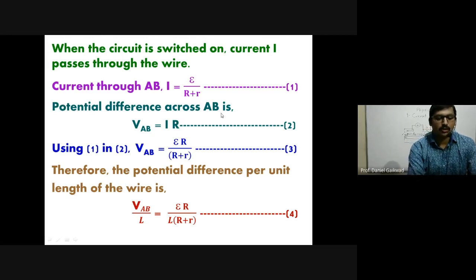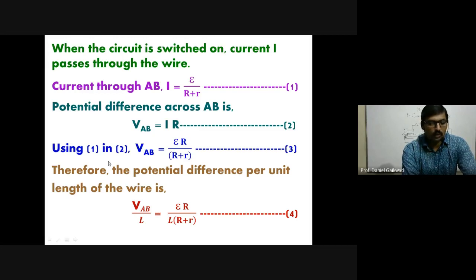Now the potential across AB, we have taken as V_AB. According to Ohm's law, V is equal to I into R. So V_AB is equal to I into R, where I is the current flowing through that wire and R is the resistance of that wire. That is equation number 2. Now in number 3, using 1 in 2, the equation of current we use in number 2. So V_AB is equal to E divided by R plus r, into R, like this. So this is obtained as equation number 3.